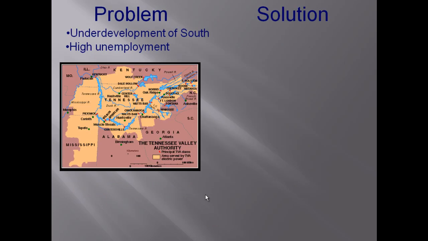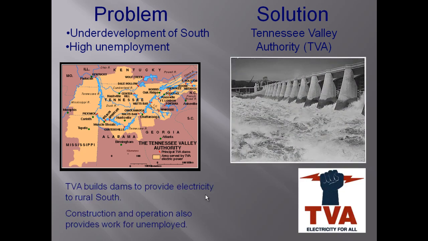Another problem is underdevelopment of the South. The South has never really made a full comeback from the Civil War. And of course, they don't have the industrial development that the North has. As a result, the South has particularly high unemployment. In the area of the Tennessee Valley, FDR creates the Tennessee Valley Authority, the TVA. The TVA builds dams to provide electricity to the rural South. So he's accomplishing several things here.